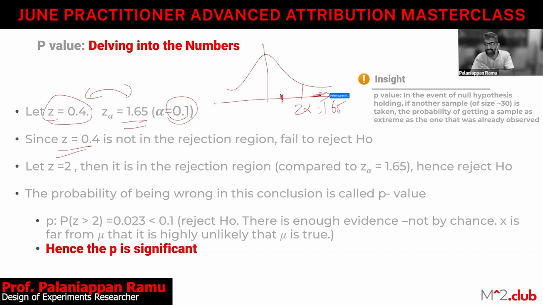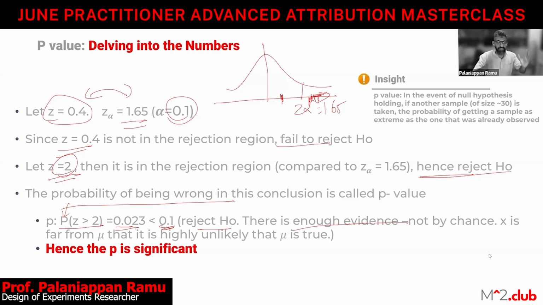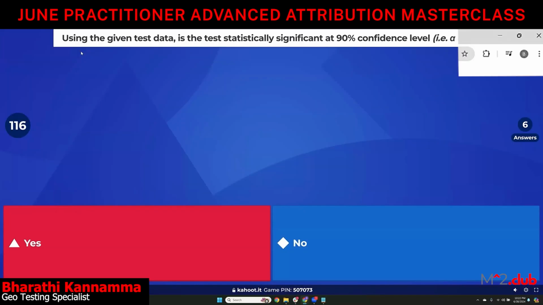So if it's greater than 1.65, then I would reject the null hypothesis, right? So in this case, I failed to reject the null hypothesis. Just in case the probability of z greater than some value was greater than 0.1, then your p is not significant. So these are the ways in which we make sense out of p, the alpha value, and the z alpha. And the question is whether the given data set is statistically significant at 90% confidence level.